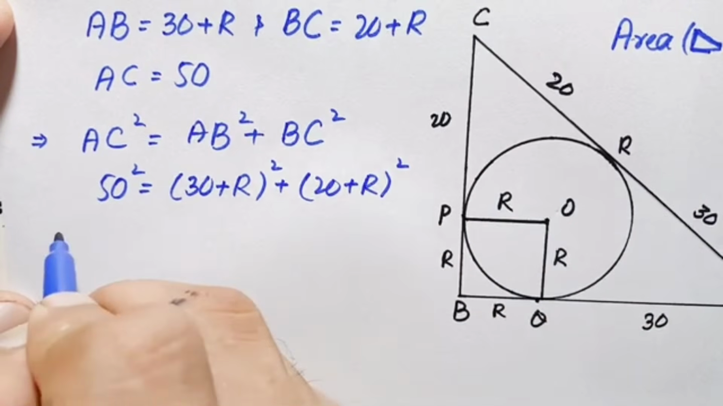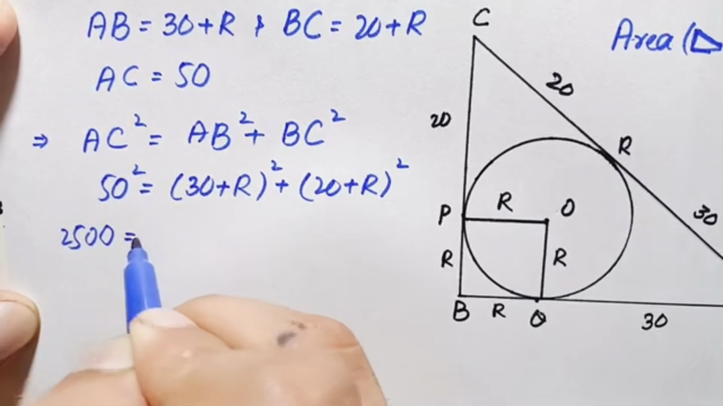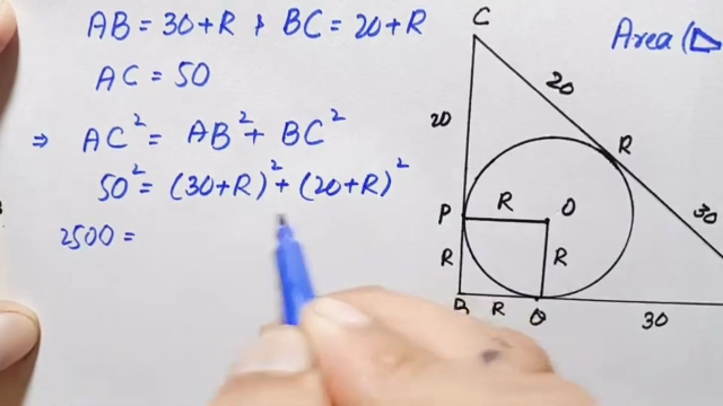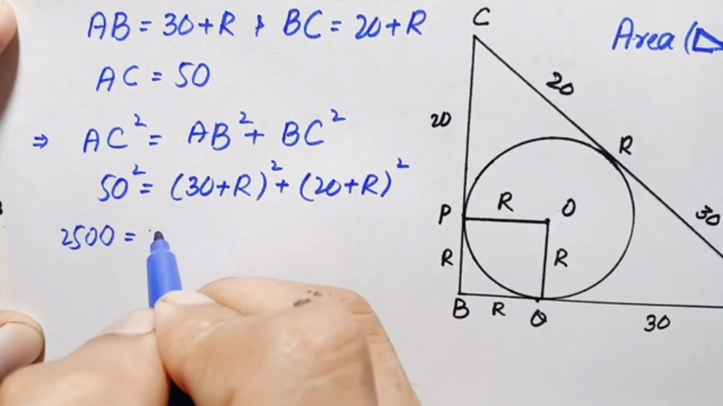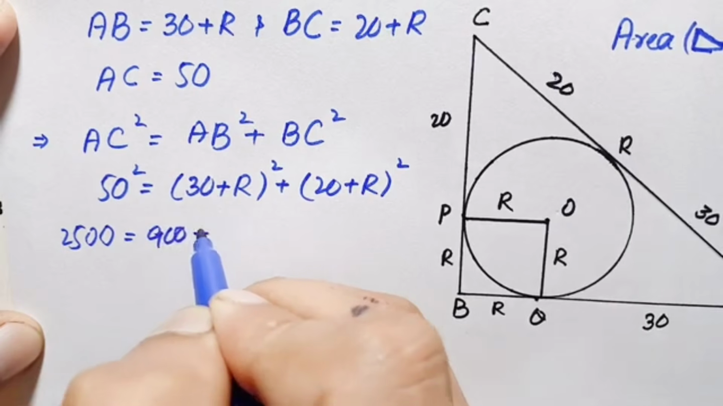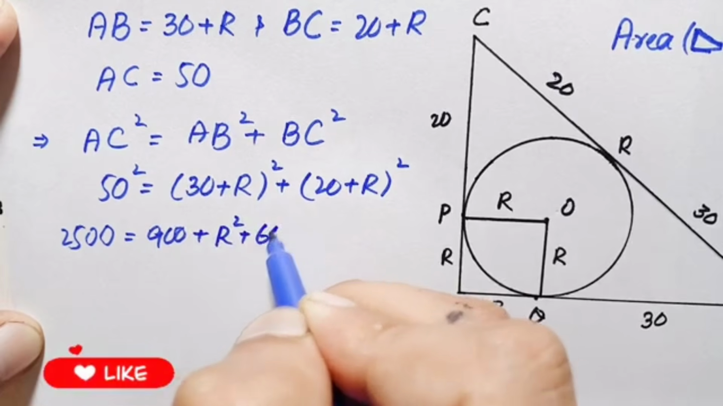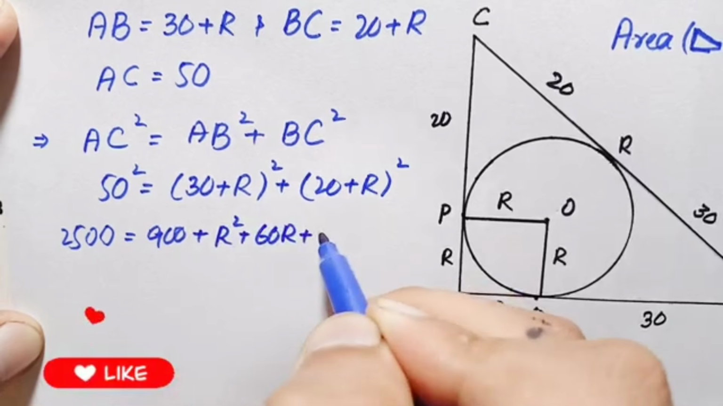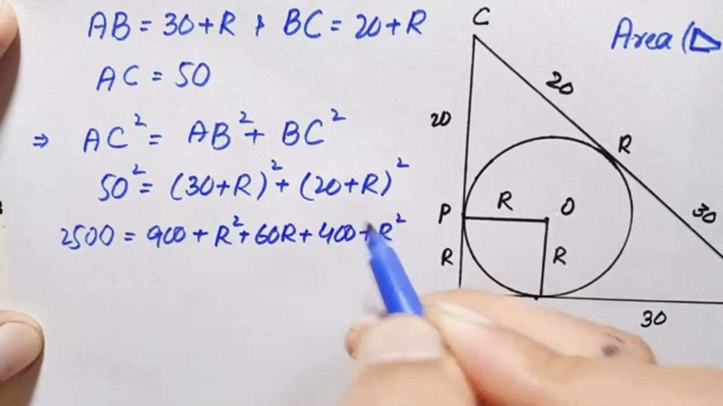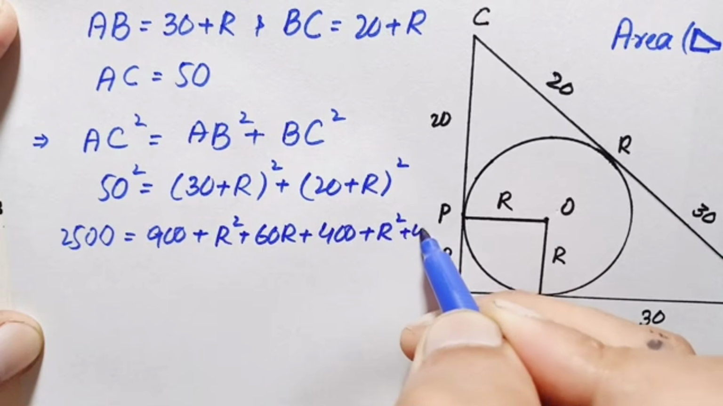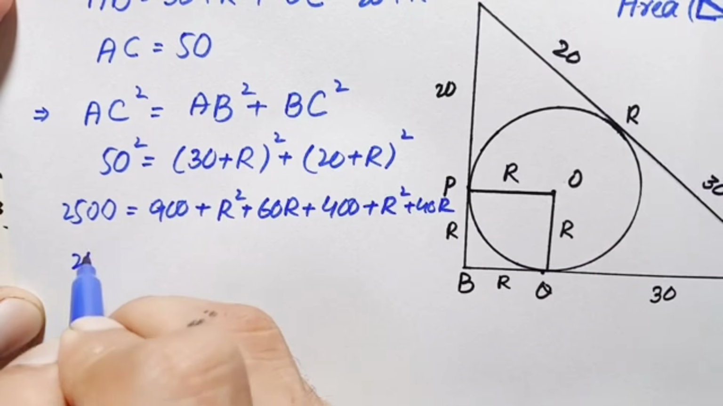Here 50 square is simply 5 square is 25, and there will be 2 zeros, so it is 2500. Now we will expand these two terms using the A plus B whole square identity. So this will become 30 square, which is 900, plus R square plus 2 times 30R, so this is 60R, plus 20 square, which is 400, plus R square plus 40R. Let's simplify this right hand side, so this is 2500.